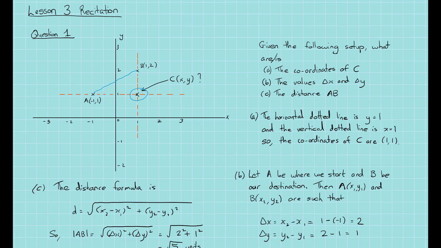Well, observe that this horizontal line drawn through A is the line y equals 1, and the vertical line drawn through B is the line x equals 1. So we can easily just read off the point C as (1, 1).